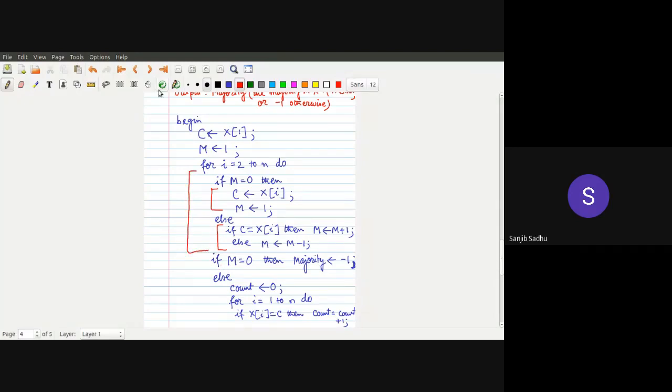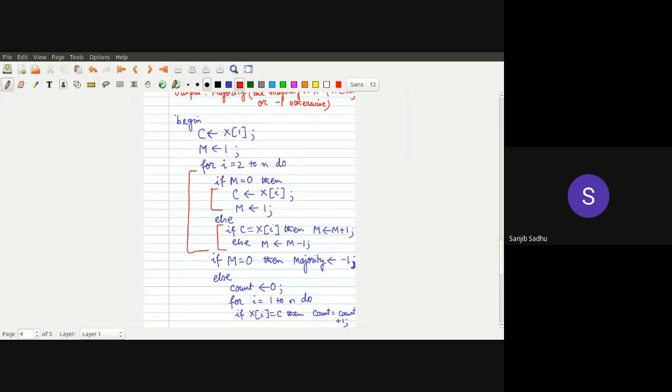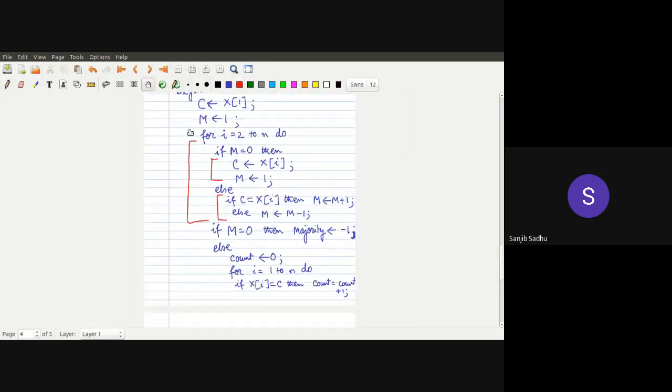And now here you check, in this case I have completed everything up to here. Now I am getting some value of m. So if m equal to 0, majority is -1. There exists no majority. But if m is greater than 0, that is the else part, that means there is a possibility that it may be a candidate key, or may not be. So what I have to do, as I told, there may be a false majority. So I have to actually check how many times it has occurred.